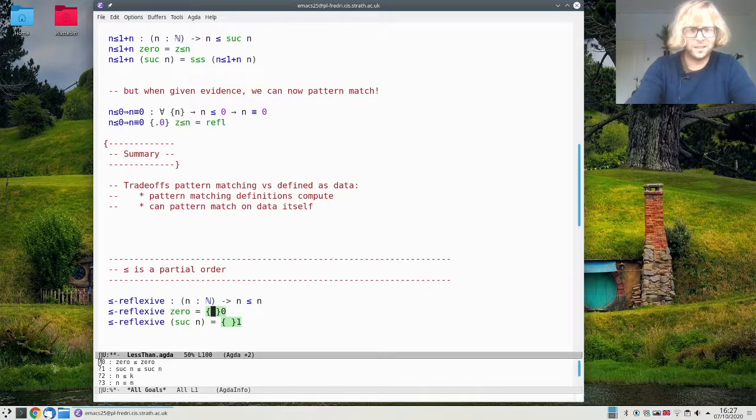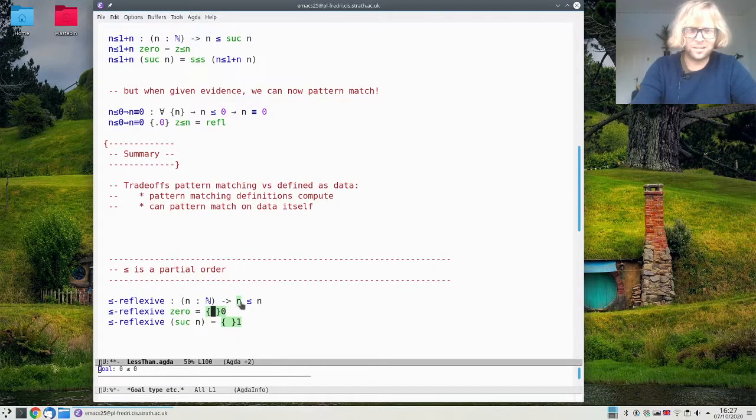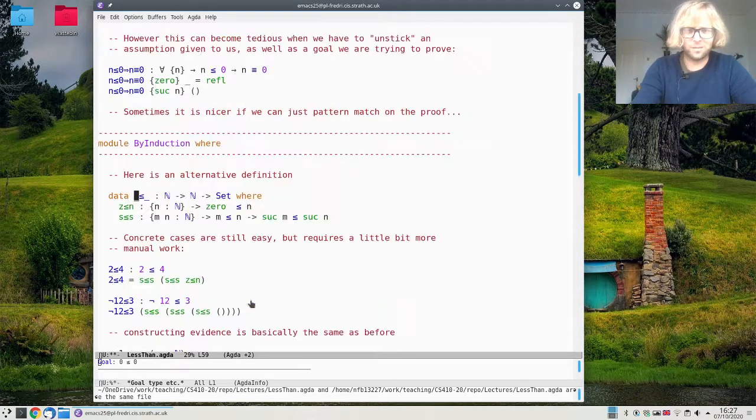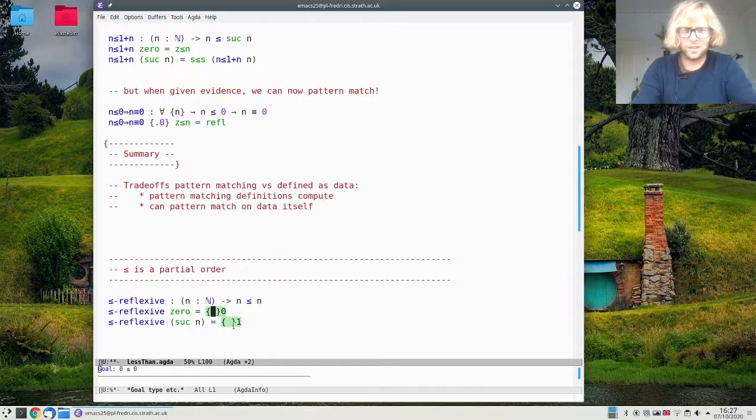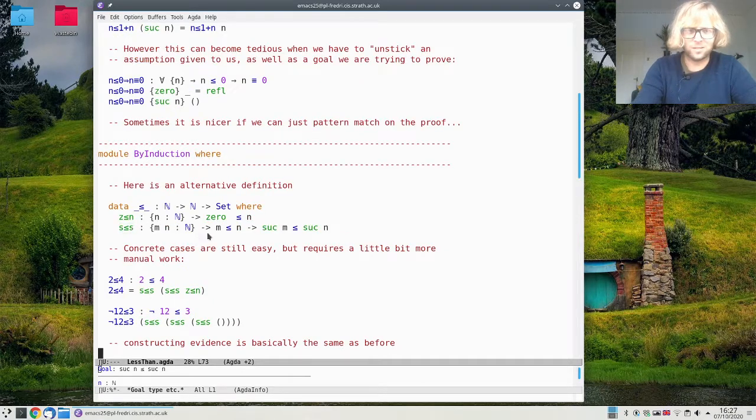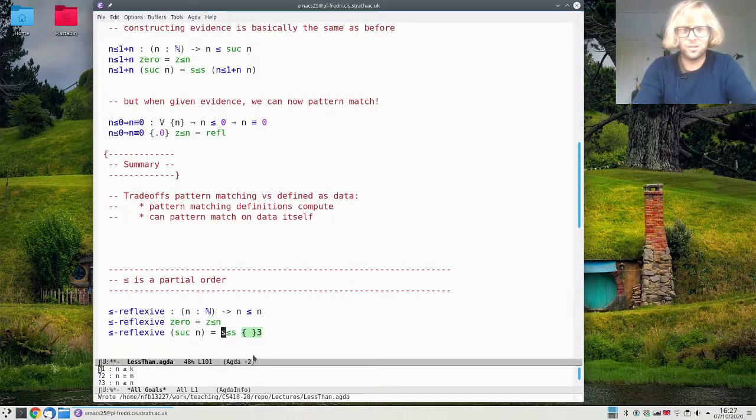Okay, here we have to prove that 0 is less than 0, but we remember that there was one constructor for this, that 0 is less than anything, so we can use that one. And here we have to show that suc n is smaller than suc n, but we had a constructor for showing that suc something is smaller than suc something. So if we use that, then we have to show that n is smaller than n again, which is exactly what the recursive call would do for us. Right. Okay, so that's not so hard.